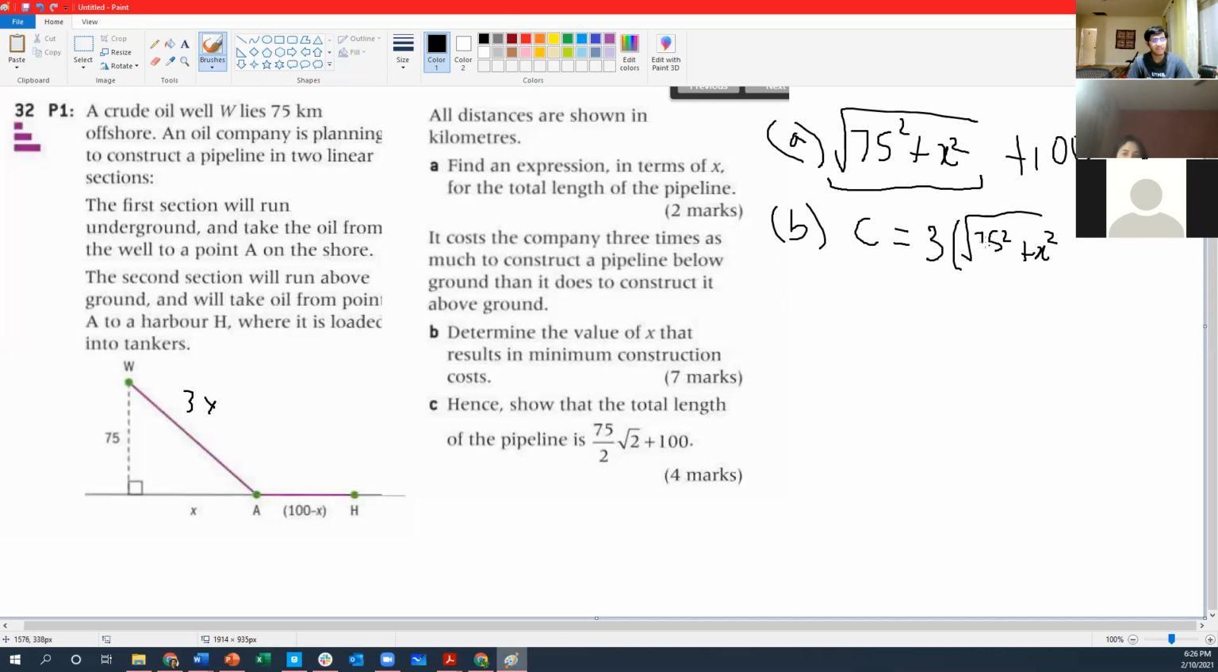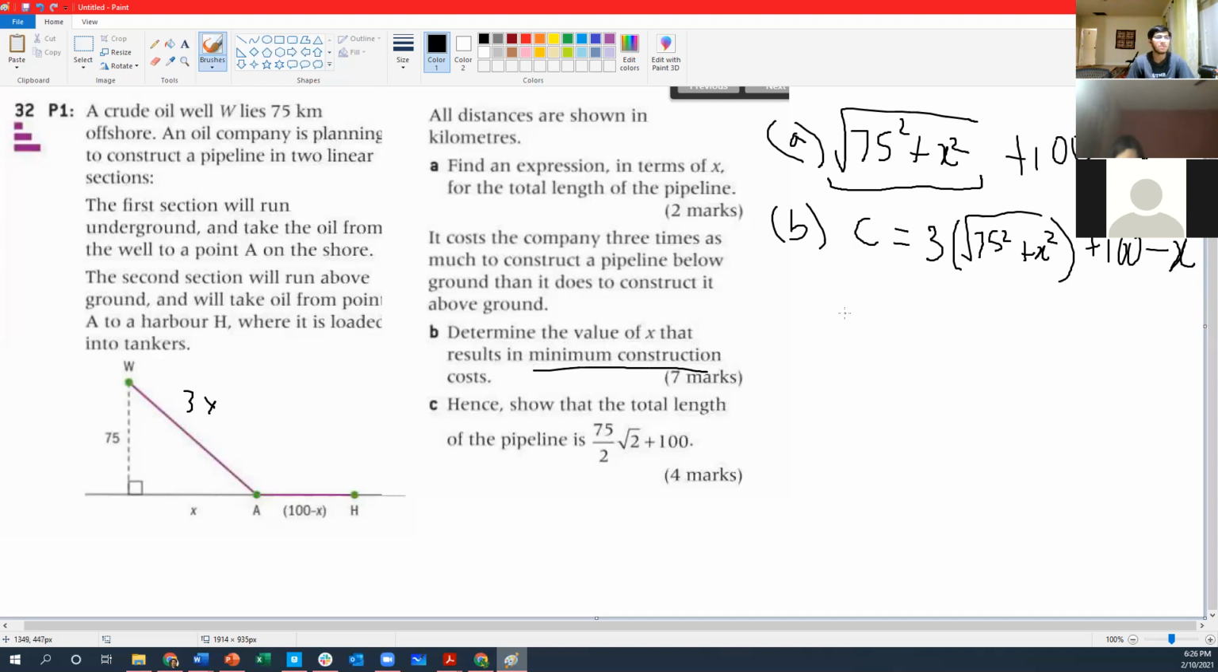Because that is saying that whatever length this is, I'm going to multiply by 3 to get the cost of that, and then obviously 100 minus x is just 100 minus x, right? So now what we actually have to do is find the value of x that results in minimum construction costs.